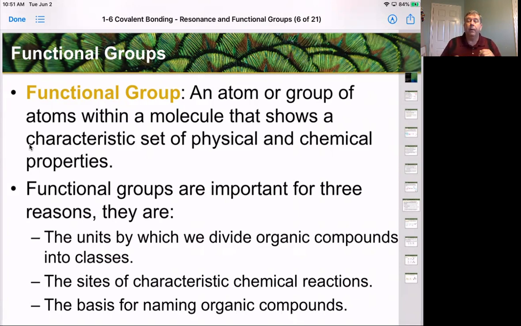Okay, now by hooking them up in different configurations, we end up with different reactivities. We have different compounds, they have different properties. And since we can hook them up differently, we have to start naming them different things. So when they're hooked up a different way, we call them different compounds. And those different types of compounds have what we call functional groups.